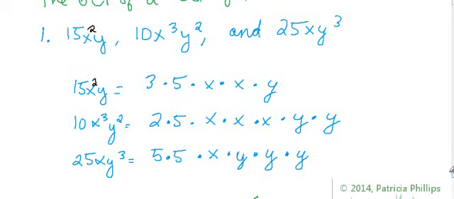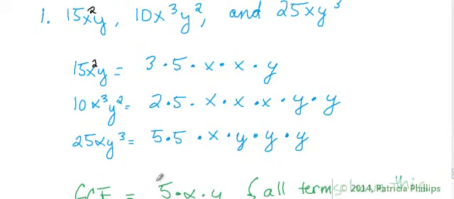Okay. The second one is 10x cubed y squared. We're going to factor that out as 2 times 5 times x times x times x times y times y. Okay, moving along. 25x y cubed. We're going to factor that out as 5 times 5 times x times y times y times y. Okay, so now you're beginning to see how we can do a factorization for variables. You just write them from left to right, and if it's raised to a certain power, that's how many times you write it.